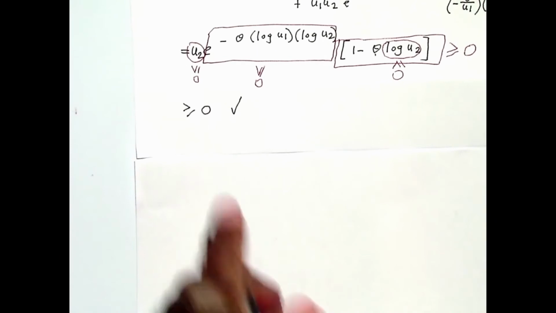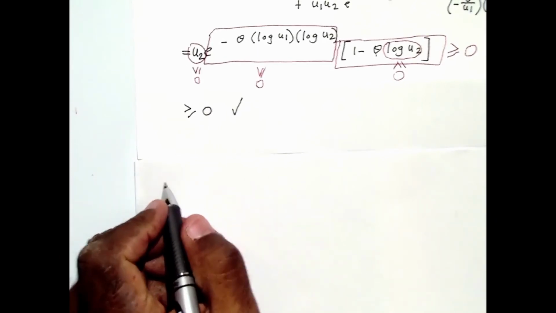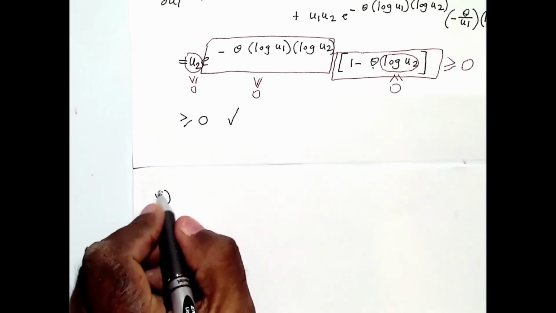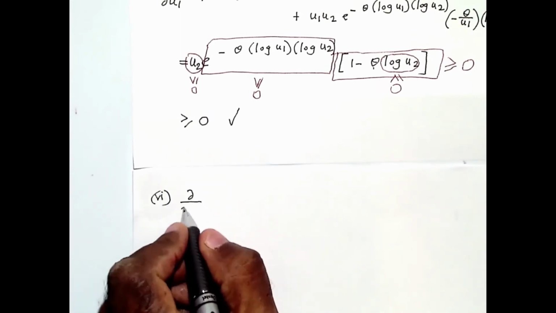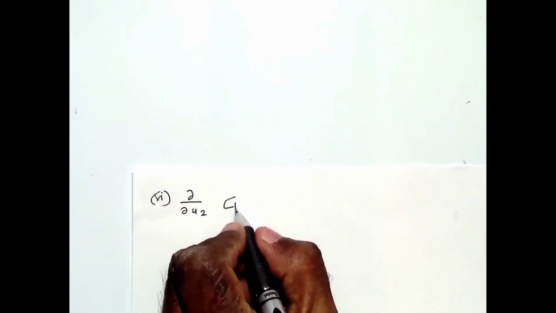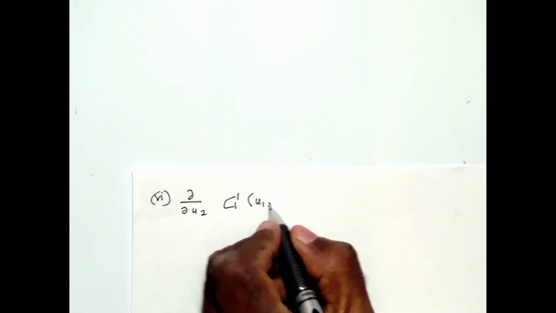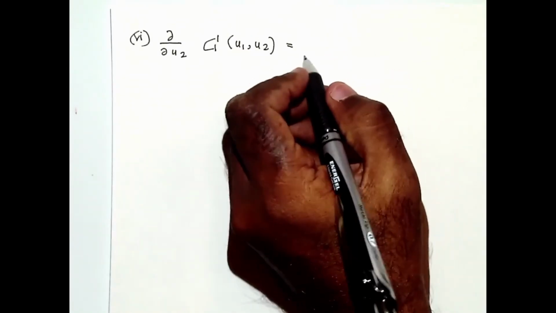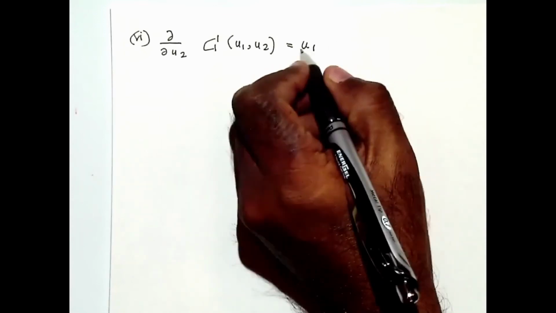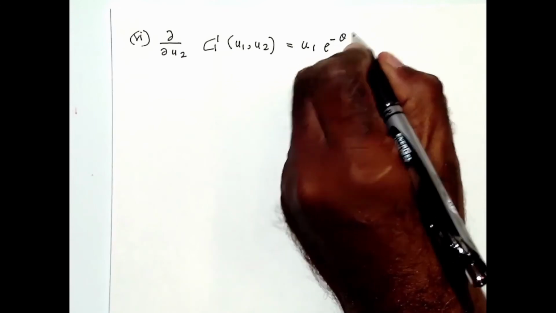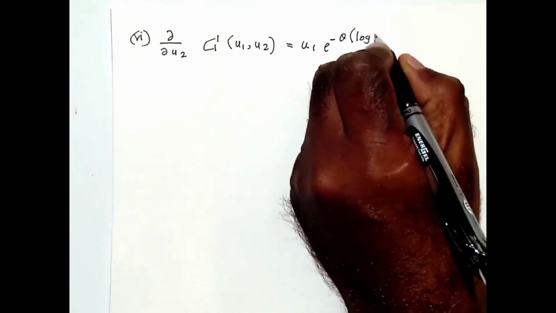Right, and the final condition we need to check is condition 6, which is the partial derivative with respect to u2 of this. Now if you apply the product rule one more time, I'm not going to go through the process, I'm sure you know what to do. So this is what you will get after applying the product rule and simplifying things.